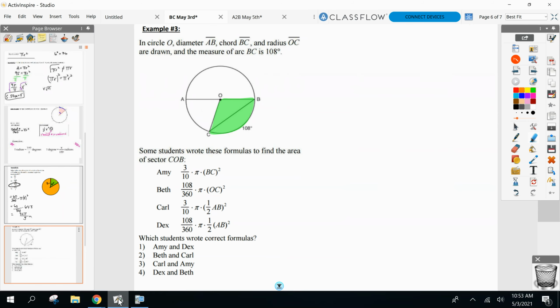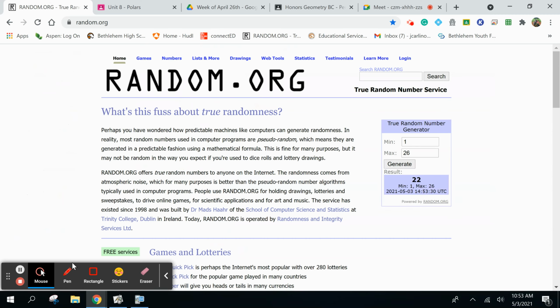She's wrong. She is incorrect. Can you explain to me why she's incorrect, Hannah? Because BC isn't a radius, it's a what? It's a chord. Thank you. Love the vocabulary. Great job, Hannah. Amy, you don't belong here. Have some self-respect. Beth.